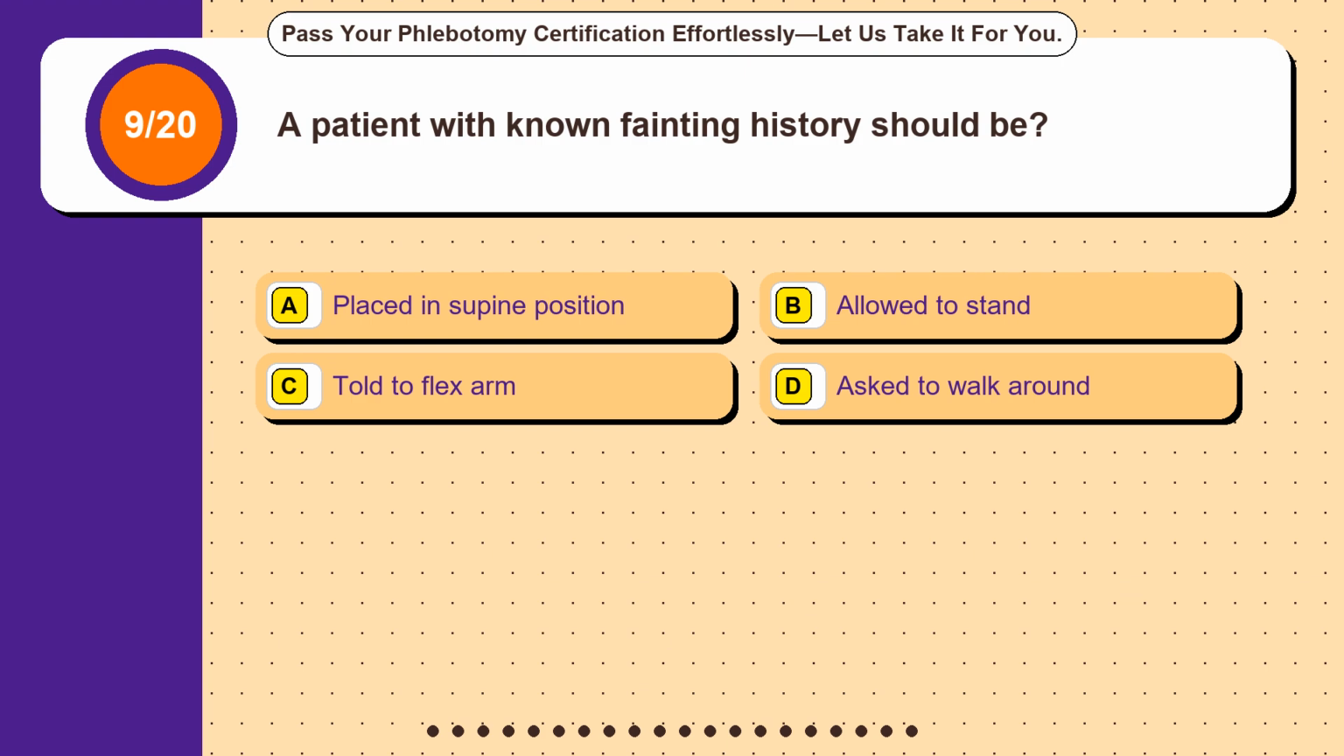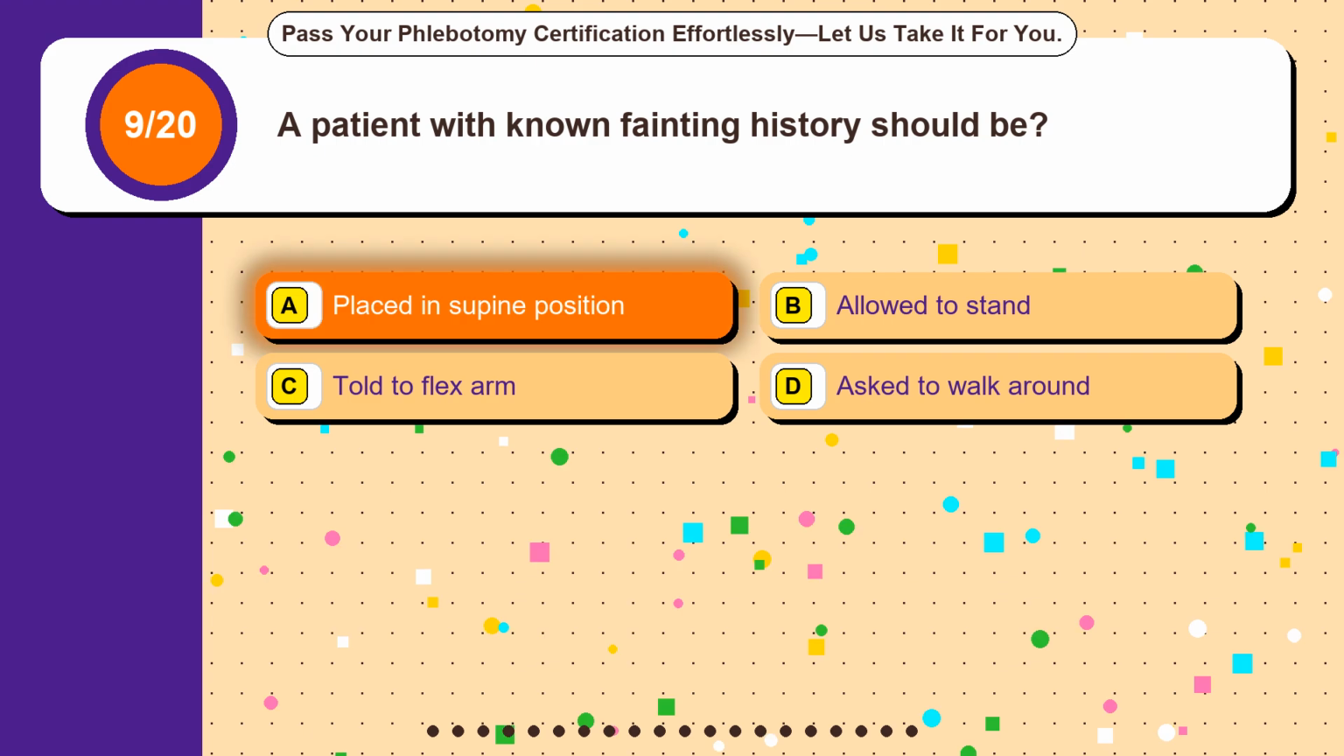Question 9. A patient with known fainting history should be: Option A, placed in supine position. Option B, allowed to stand. Option C, told to flex arm. Option D, asked to walk around. The correct answer is option A, placed in supine position.